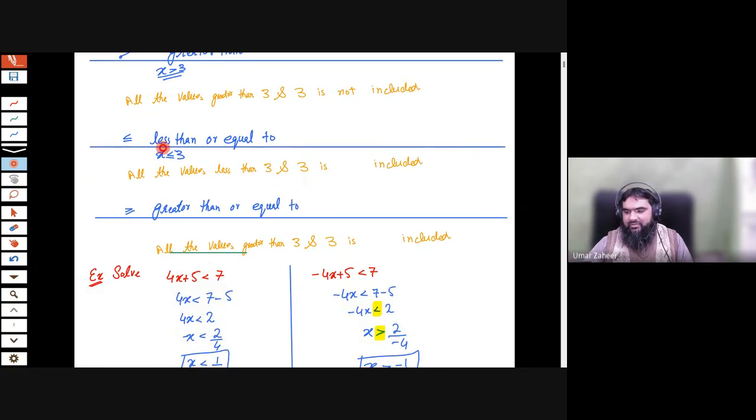And if you get this line, like this is the line, it is read as less than or equal to. If it is less than or equal to, you have to say that all the values that are less than 3, and in this case, the 3 is included. And in the same way, if it is greater than or equal to, 3 is included as well.